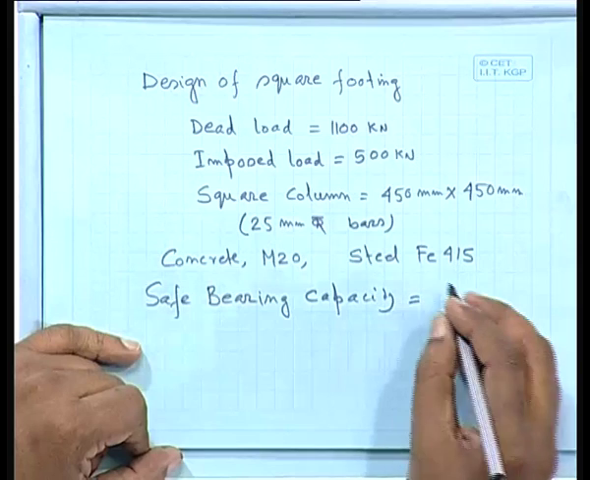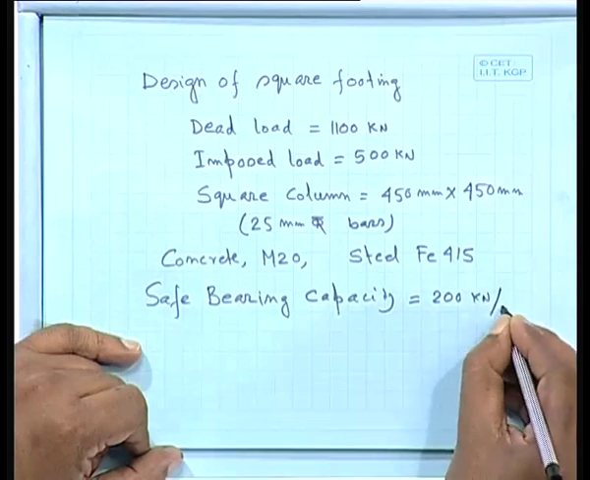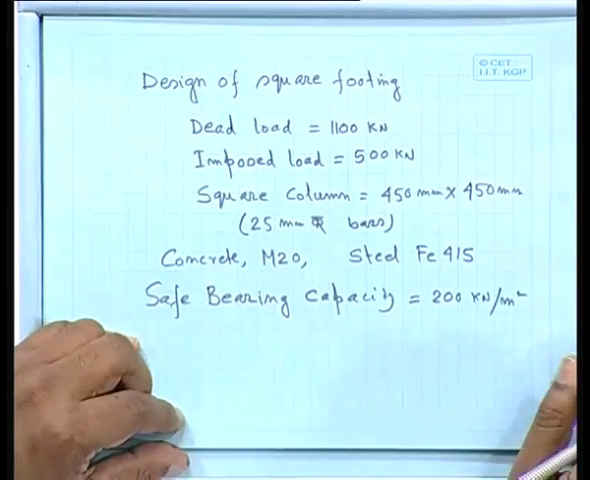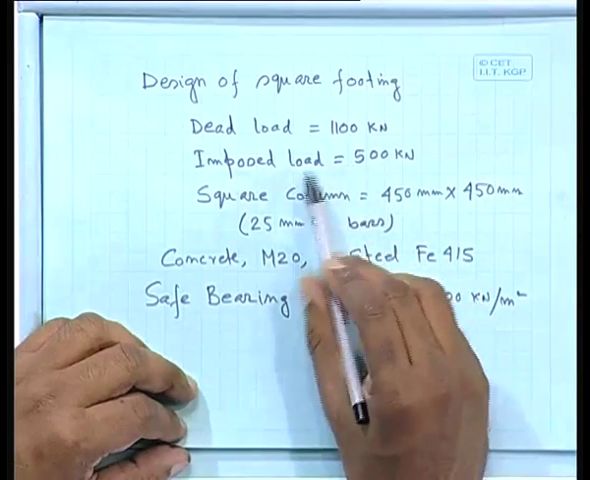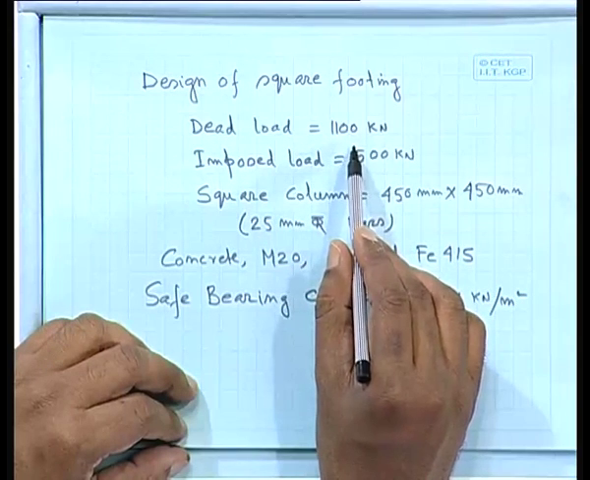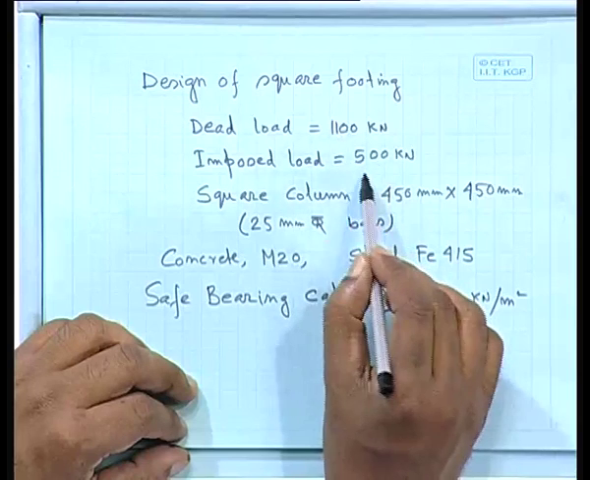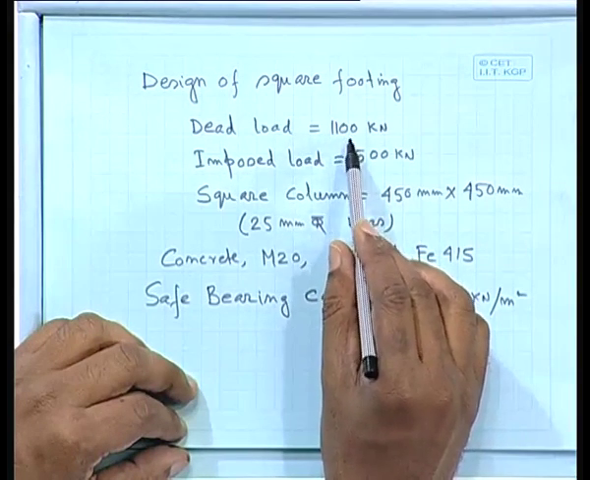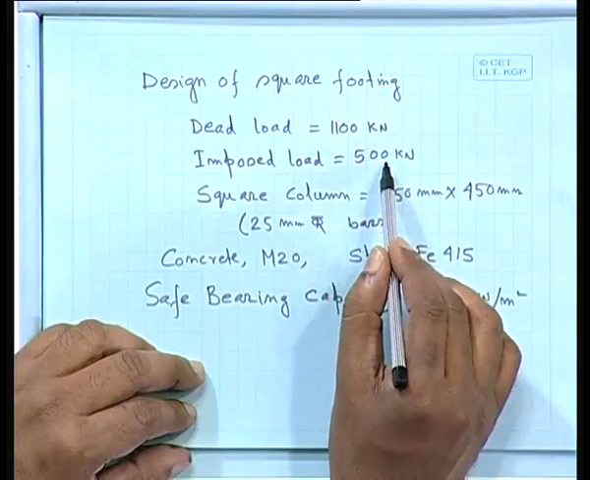So, which is coming as 200 kilonewton per square meter. So, these are your parameters. You can understand that the imposed load or live load is 500 kilonewton, whereas the dead load is coming as 1100 kilonewton. So, you can understand what the ratio is. It has become more than double your imposed load. That means this is our objective.